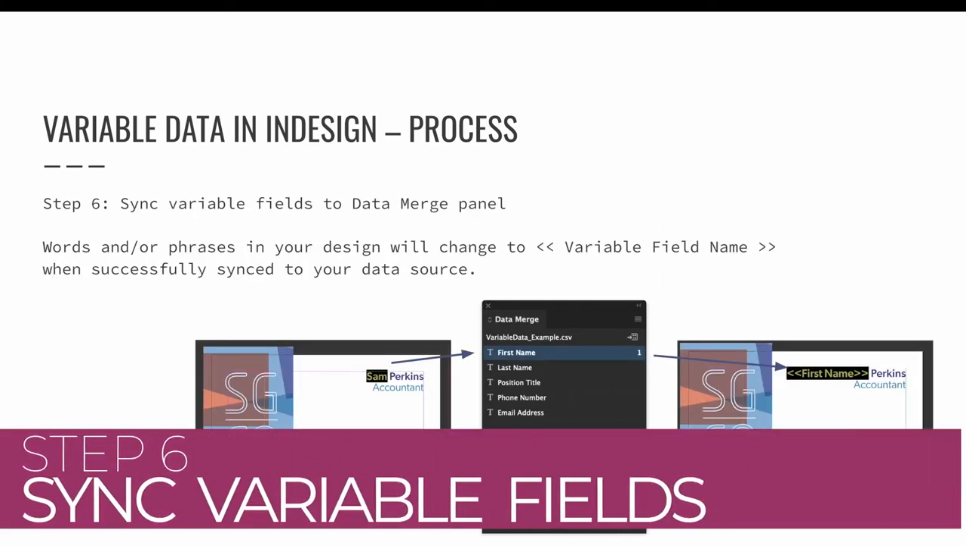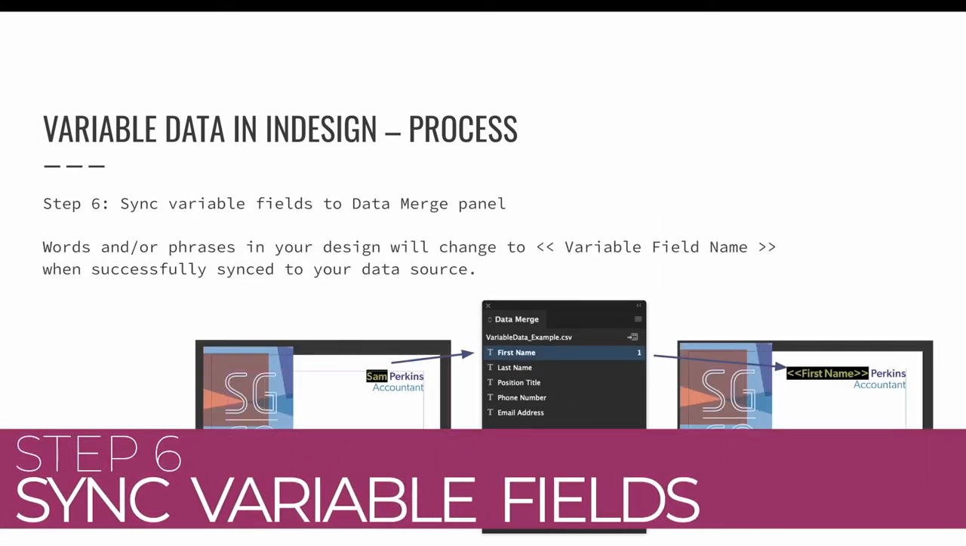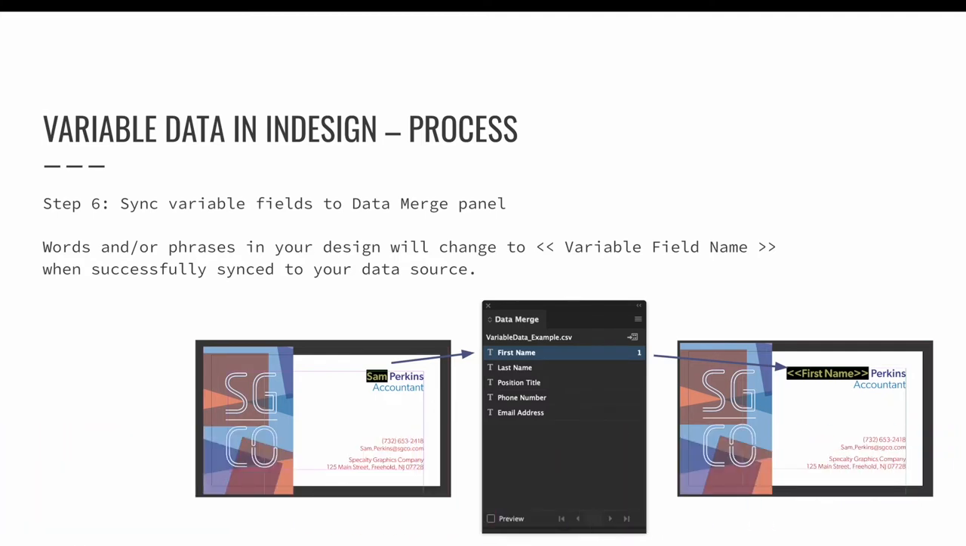Step 6. Highlight each variable field in your design. One at a time, sync each field to the variable fields on the Data Merge panel. If you are making business cards, your variable content may include the first name separate from the last name, the phone number, possibly an address, an office location, etc. In order to automate this process, you will need to highlight each section one at a time and then click the Data Merge field on the Data Merge panel to link them.